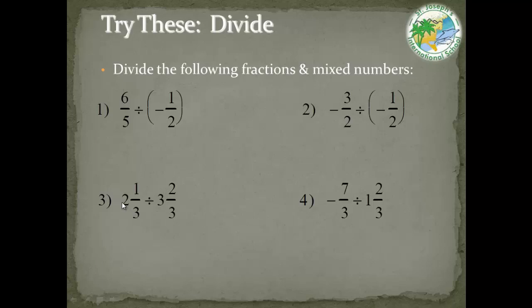3 times 2 equals 6, plus 1 is 7 over 3. Divided by 3 times 3 equals 9, plus 2 is 11 over 3. Then 7 over 3 divided by 11 over 3. Another mixed number, change into an improper fraction before starting the answer. 3 times 1 equals 3, plus 2 equals 5, so 5 over 3.